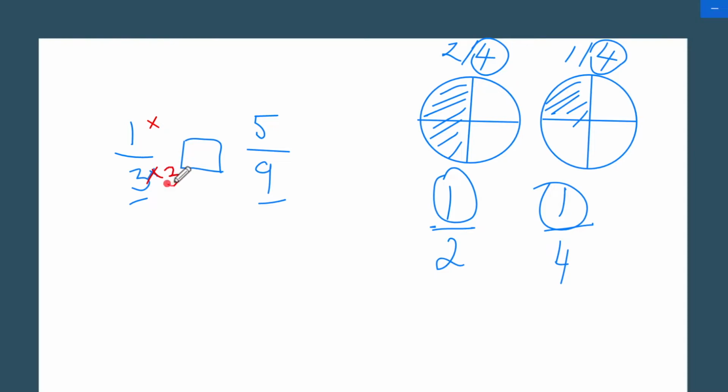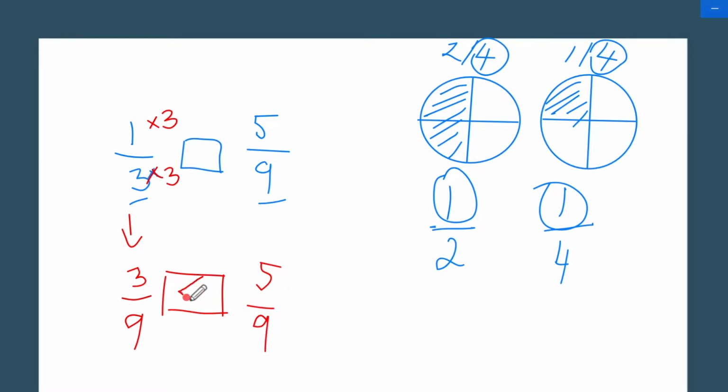If we multiply 3 by 3, we get 9. If we do that here, we have to do it to the entire fraction in order for us to keep the same amount, yeah? So 3 over 9, how is it compared to 5 over 9? And obviously the 5 is greater than the 3. Okay, so I hope that makes sense.